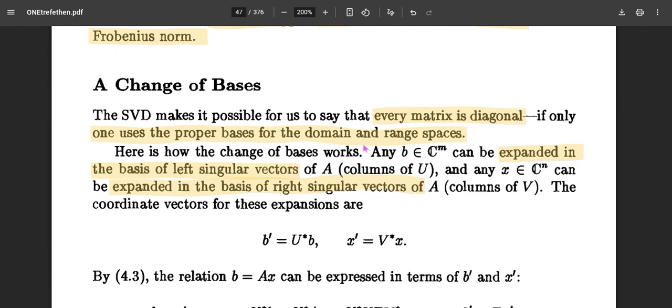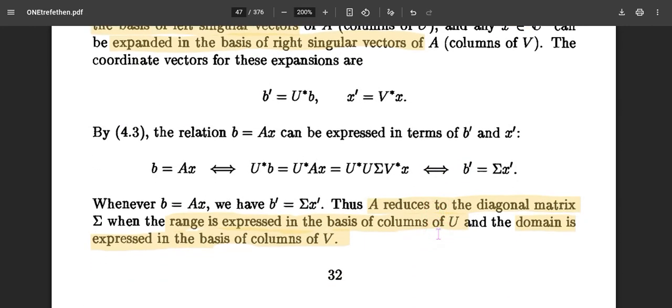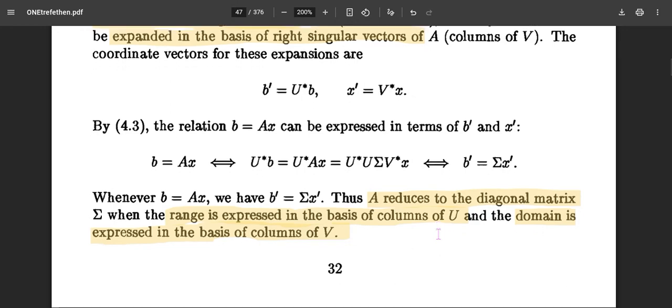For example, let us assume that b can be expanded in terms of left singular vectors, and x can be expanded in terms of right singular vectors. From the previous videos, we know that there is a matrix equation Ax = b, and we can use these expansions in it. We finally end up with the coefficients of expansion of b being expressed in terms of the coefficients of expansion of x through a diagonal matrix. So it means that A can be reduced to a diagonal matrix, provided that the range is expressed in the basis of the columns of U and the domain is expressed in the basis of the columns of V.